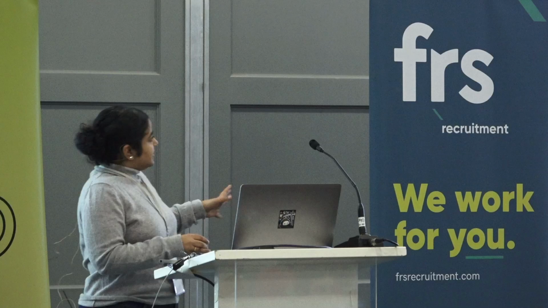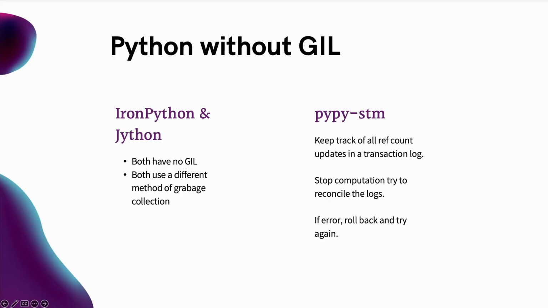Now, there do exist versions of Python that don't use the GIL. One very well-maintained example is IronPython and Jython. Both have no GIL. Their garbage collection does not use reference counting. There is also a version that I found, which is no longer maintained, and it was on top of PyPy, and it used software transactional memory, which is similar to how databases do it. And it was very complicated, but that one does use reference counting.